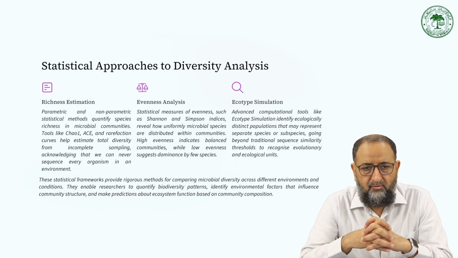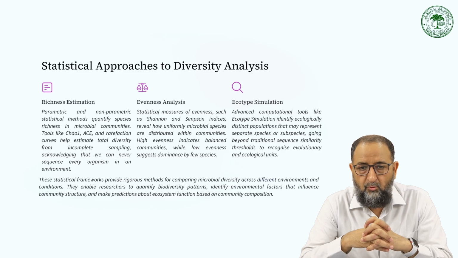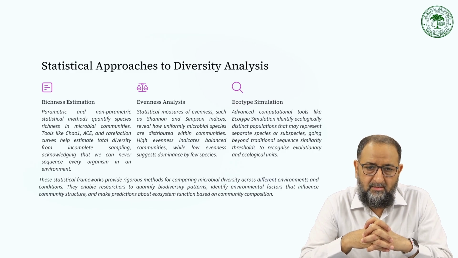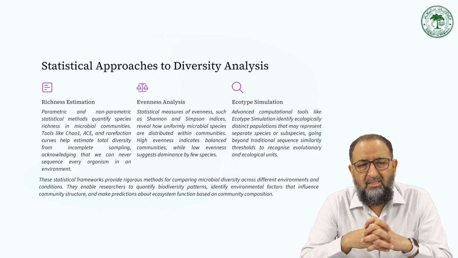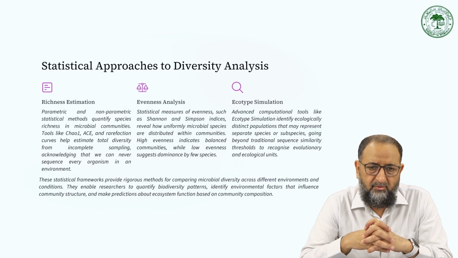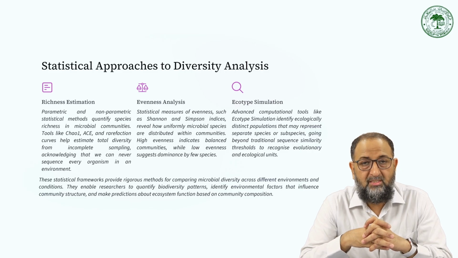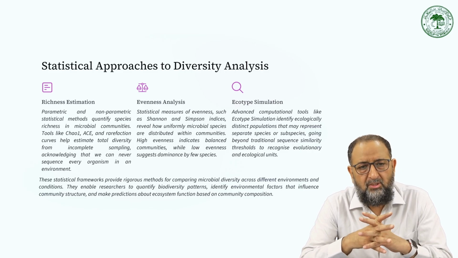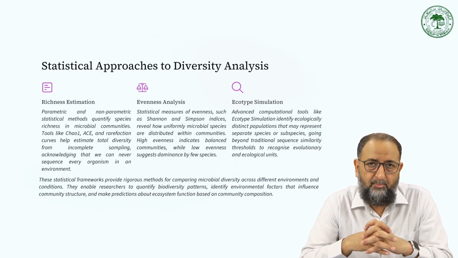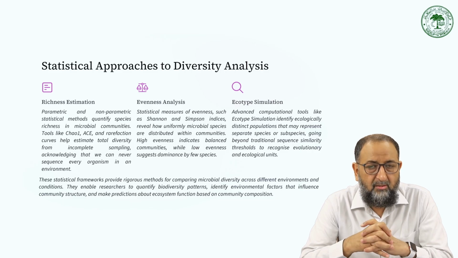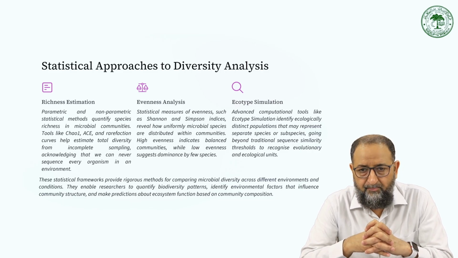Evenness analysis, for example, uses statistical measures of evenness such as the Shannon and Simpson indices. These are somewhat advanced techniques which are probably difficult to understand here, because a whole lecture is required to talk about richness and evenness analysis. But just to understand how these statistical techniques help you identify particular microorganisms in an environment.